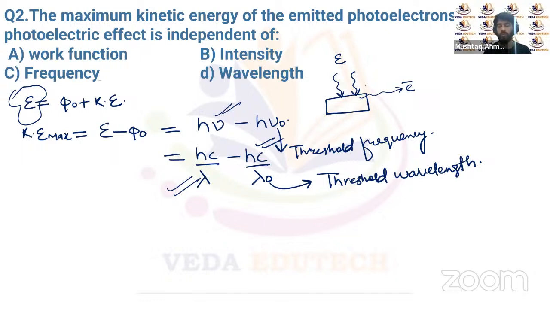It will only depend upon the wavelength of the incident photon. It will depend upon the frequency of the incident photon, or we can say it will depend upon the work function, right? So you can see here it will depend upon the work function. So maximum kinetic energy will be actually independent of intensity, right? It will not depend upon the intensity, right?